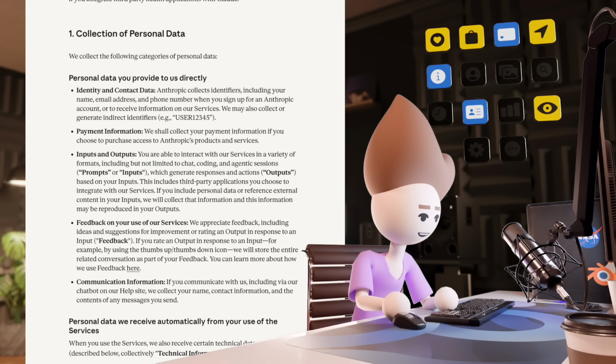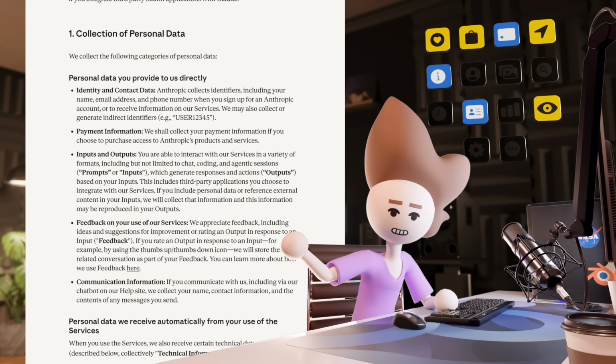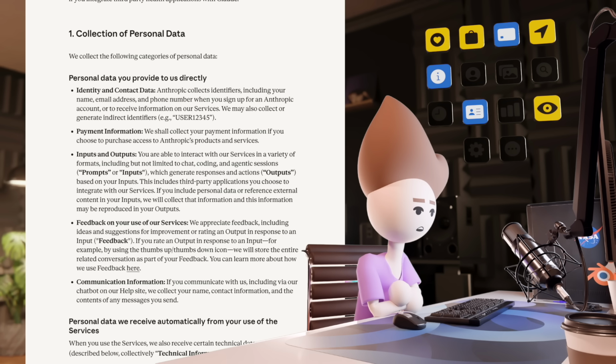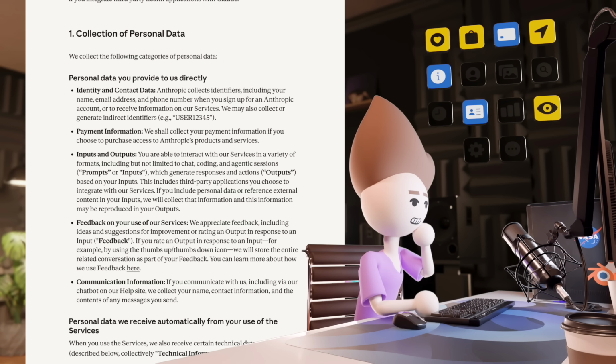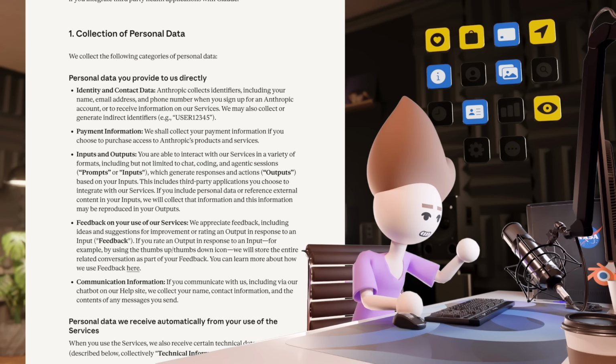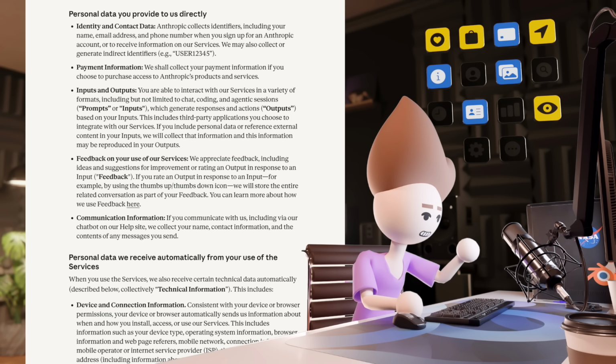Okay. Inputs and outputs. You are able to interact with our services in a variety of formats, including but not limited to chat, coding, and agentic sentences, prompts, or inputs, which generate the responses and actions, outputs, based on your inputs. This includes third-party applications you choose to integrate with our services. If you include personal data or reference external content in your inputs, we will collect that information, and this information may be reproduced in your outputs. So this would all fall under the category user content, as this is stuff that you as the user are giving to Anthropic.